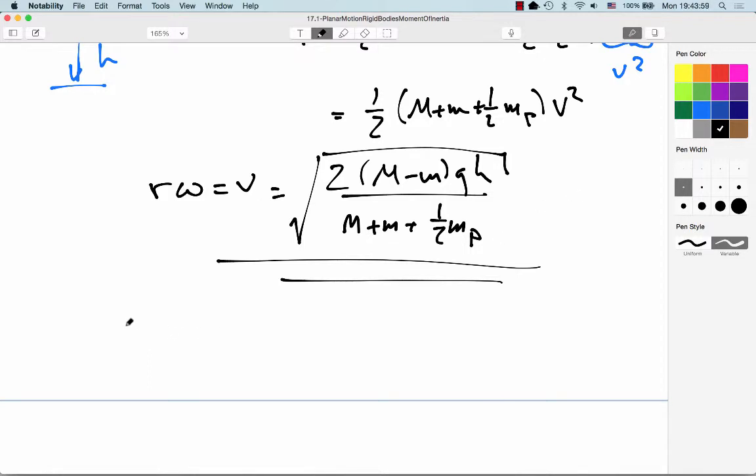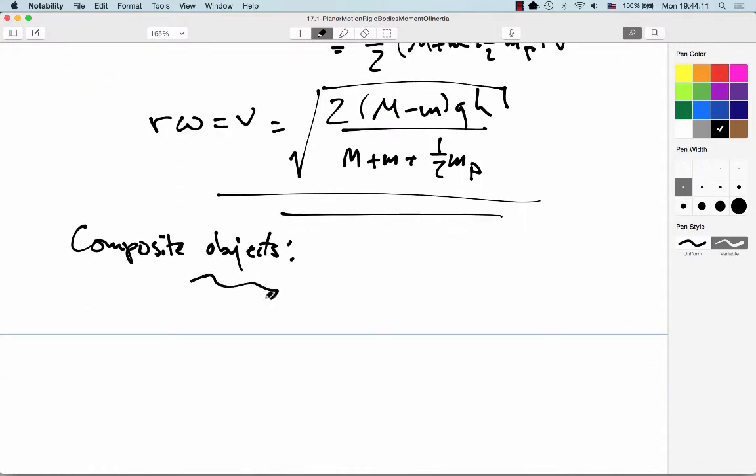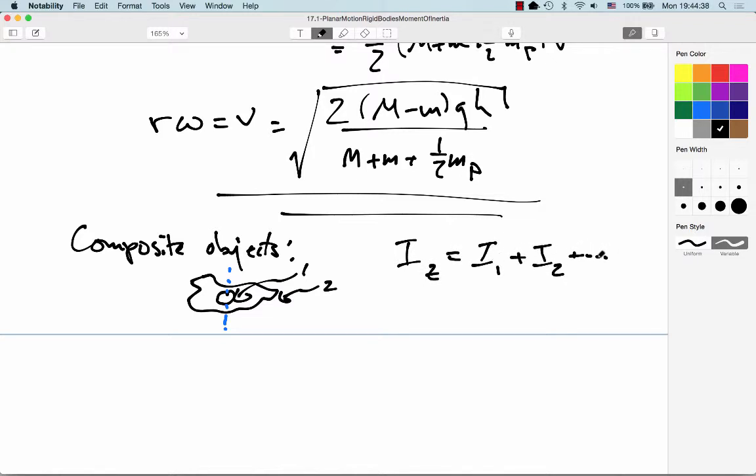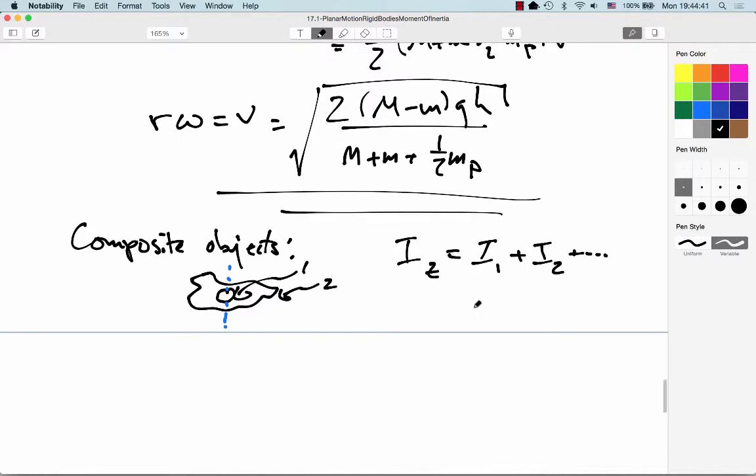Now, just like before, if you have a composite object, so let's say I got some sort of blob, and then say a nice little ring just sitting on the blob, and they share a common rotational axis. All right, let's call the ring object number 1, call the blob object number 2. We can say that the moment of inertia of the system, I_z, is equal to I_1 plus I_2 plus and so forth if I've got more than just two objects making it up.